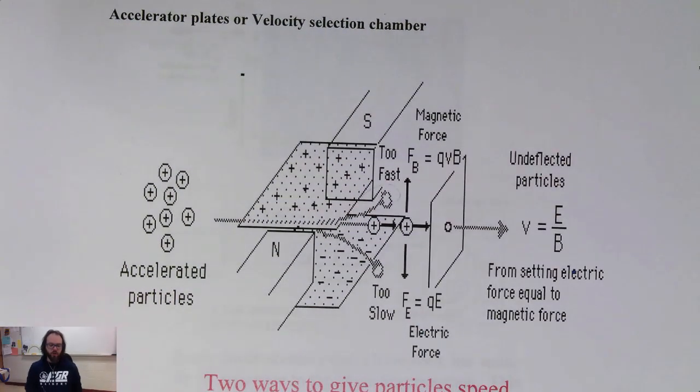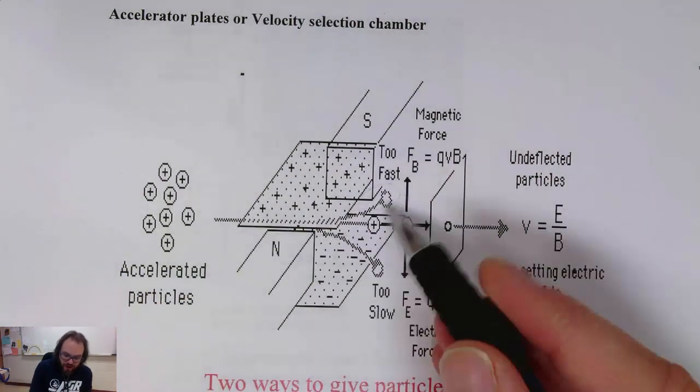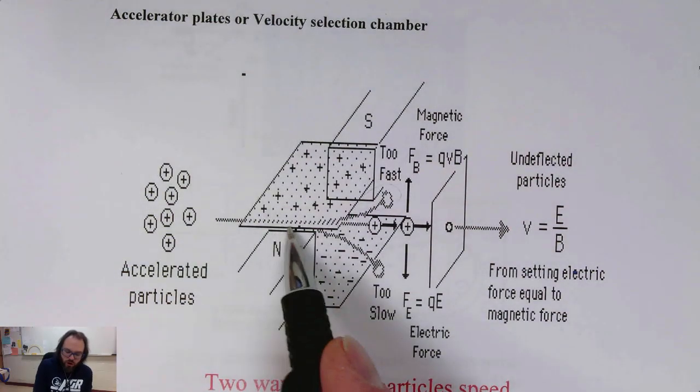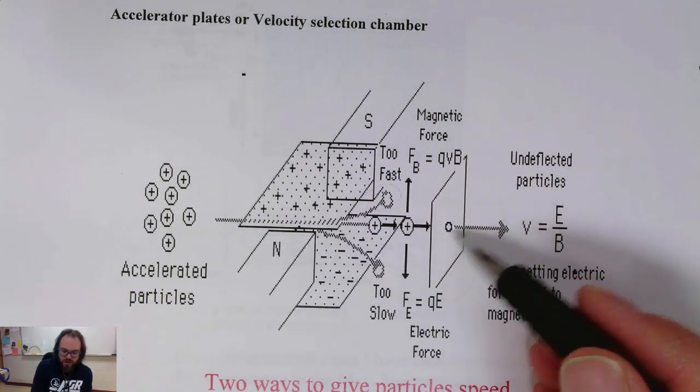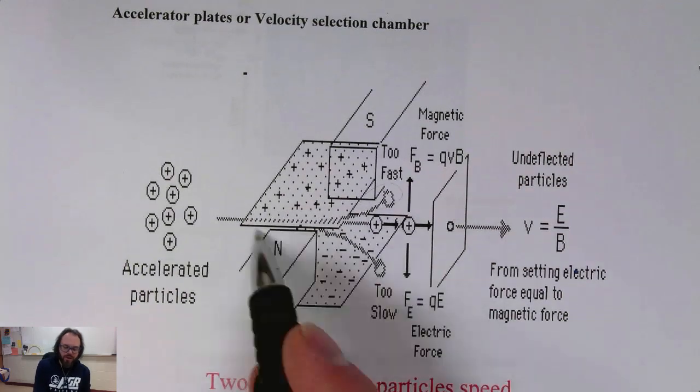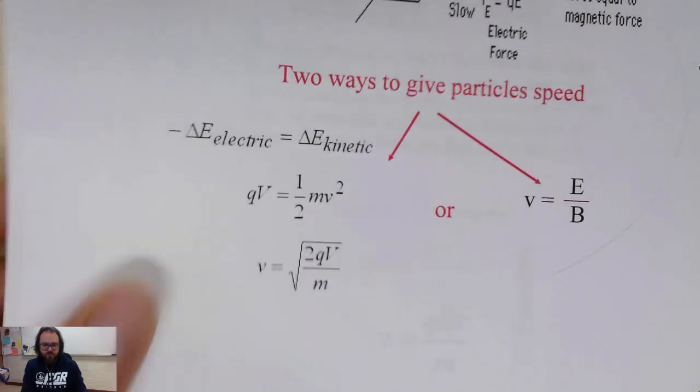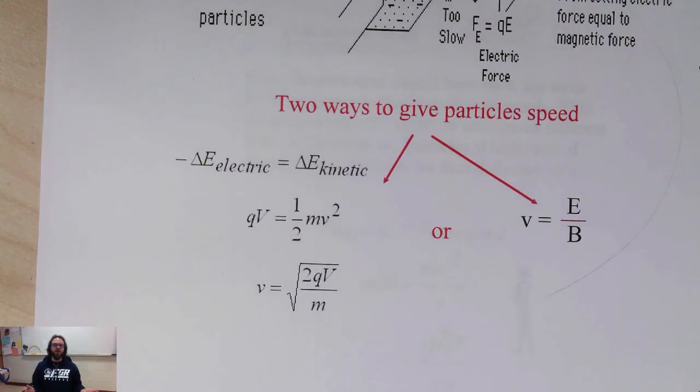Now if we remember, when we're looking at a charge going through a magnetic field, the faster it goes, the stronger the force. So if it is too fast, it's going to move up and not make it through our opening. If it's too slow, it's going to go down and not make it to our opening. So therefore we get the right speed, so then we can figure out exactly what charge it is. Now in order to do this, we're going to use these two formulas. So we know the electrical energy must equal the kinetic energy.